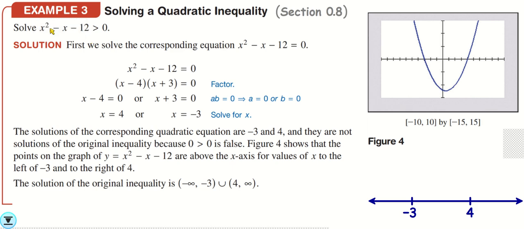-5 into the original inequality: -5 squared, that's +25, minus negative 5, that's like adding 5, so it'd be 30. And then 30 minus 12 is what, 18? Does that make it true, right?